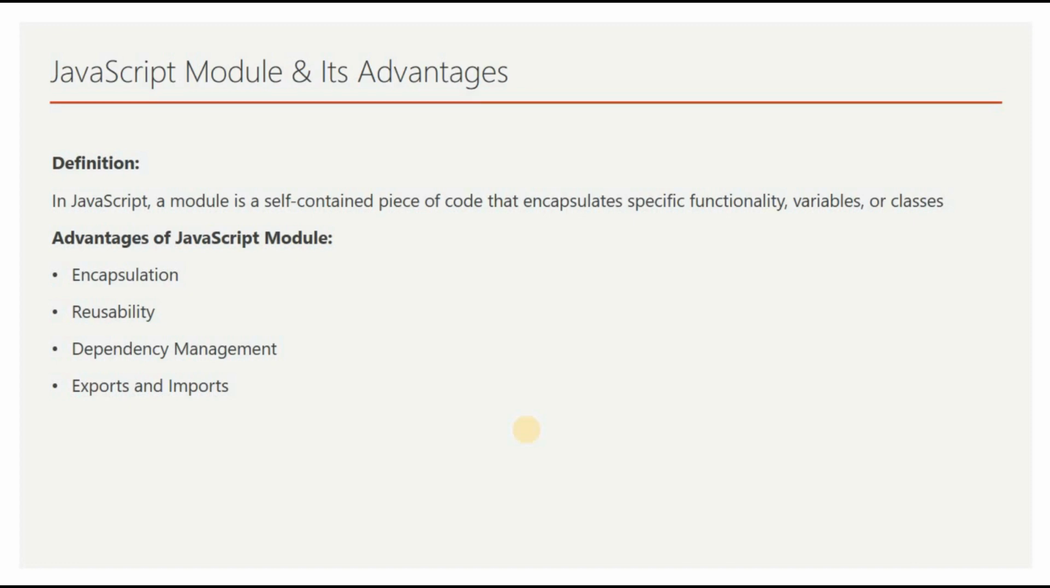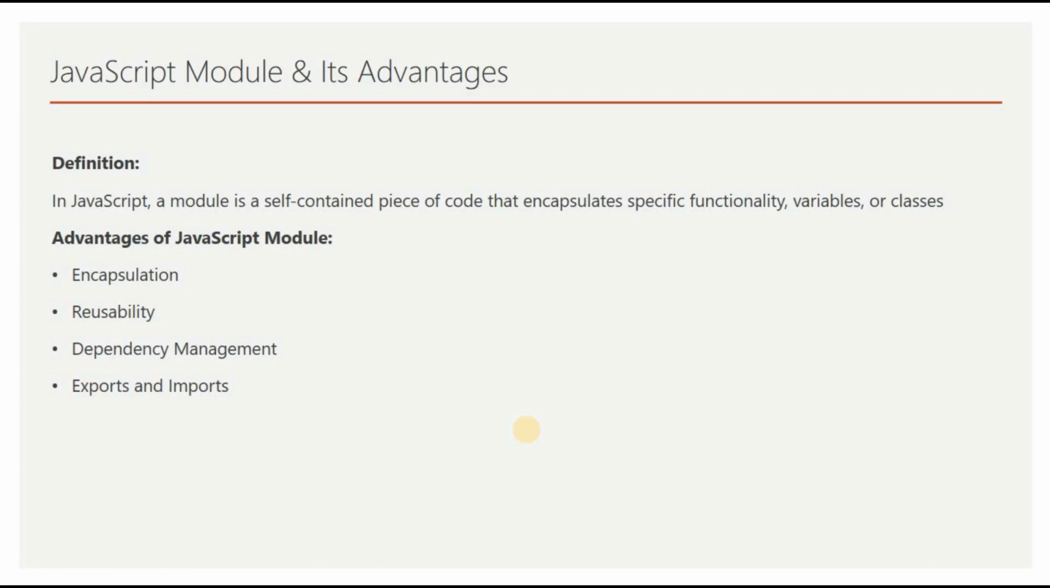So if I talk about the advantages of JavaScript modules: modules encapsulate code, preventing the pollution of the global namespace. They define boundaries, allowing specific parts of the code to be accessed from outside only if explicitly exported. Next is reusability. Modules can be reused across different parts of an application or even in different projects, promoting code reuse and modularity.